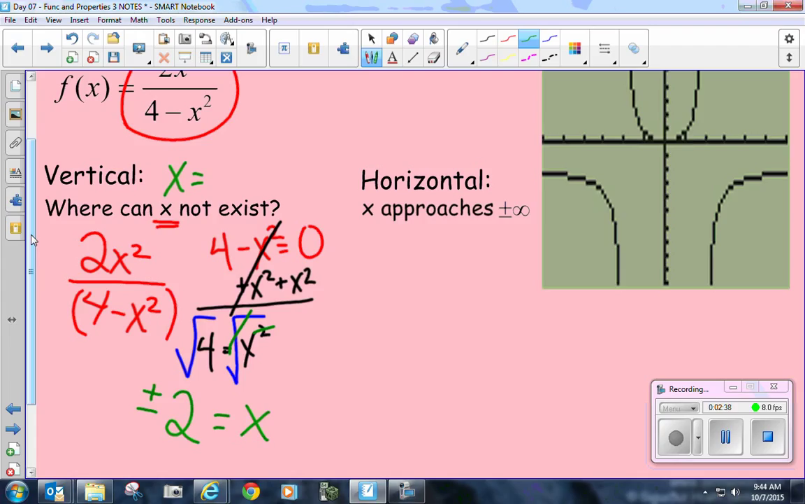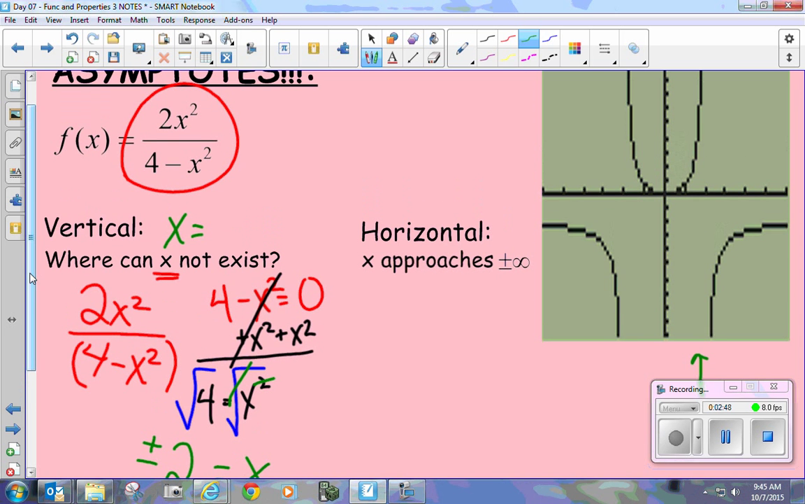So let's look at this. On our graph, this is the graph right here, 2x squared over 4 minus x squared. And if I look, what happens at 2 and negative 2? Here's 2. That's negative 2. And here's positive 2.